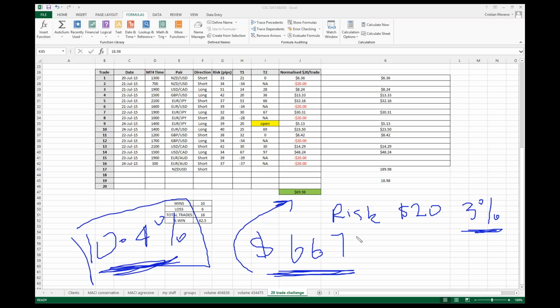Now imagine if I add a zero to that account. All of a sudden the 10.4% has to stand because nothing's changed. Instead of risking $20 per trade, now I'm risking $200 per trade, and now this number is $690. Add another zero and you can see how it works. Does everybody understand?